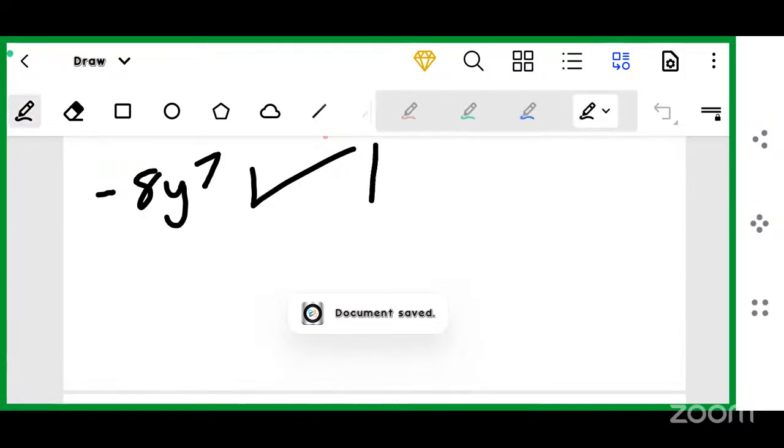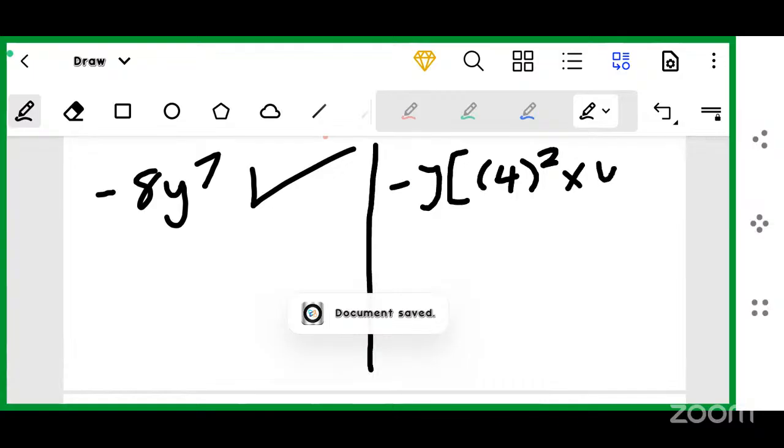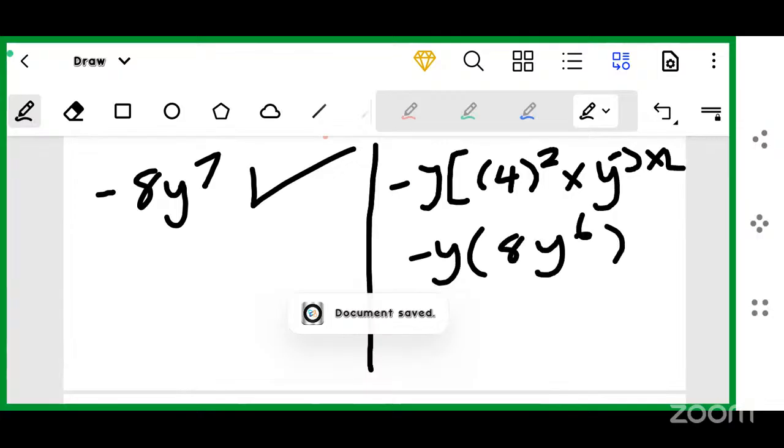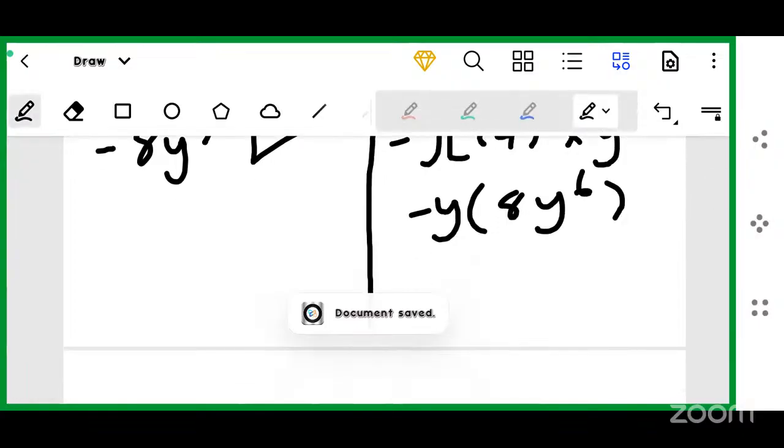Ma'am, I started with, the first step I did, I first said negative y, open brackets 4, close brackets to the power of 2 times y to the power of 3 times 2, which equals negative y, open brackets 8y to the power of 6, and then it equals 8y to the power of 6 plus 1, and then that equals 8y to the power of 7.